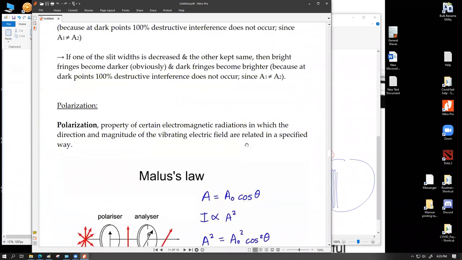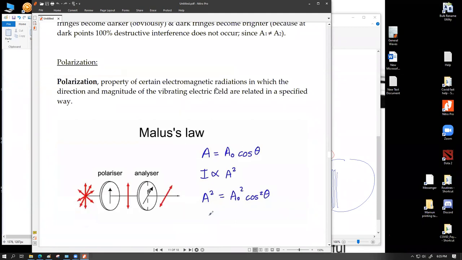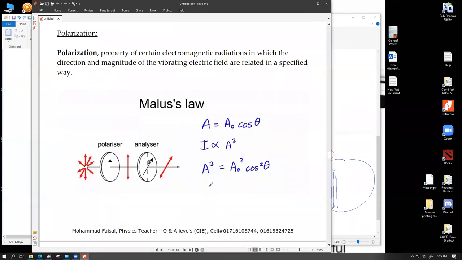So polarization we have over here: the property of a certain electromagnetic radiation in which the direction and the magnitude of the vibrating electric fields are related in a specified way. Malus's law tells us that if we have unpolarized light that is fed through one polarizer, in this case vertical, it is gonna convert the unpolarized light into vertically polarized light. If we now send it to a second polarizer, which is named the analyzer, but is exactly identical to this one, how much intensity of light are we gonna get on the right side?